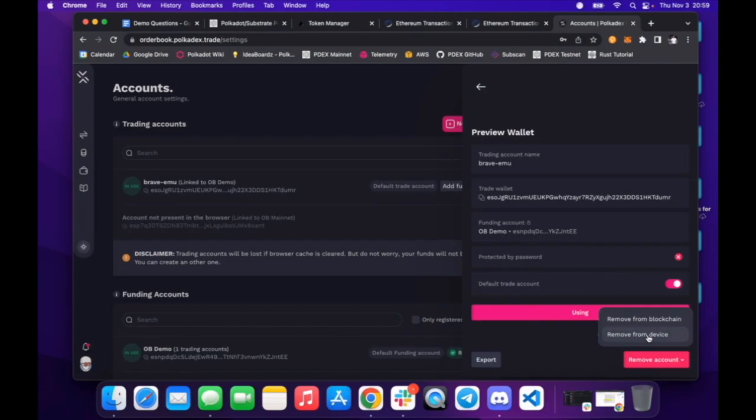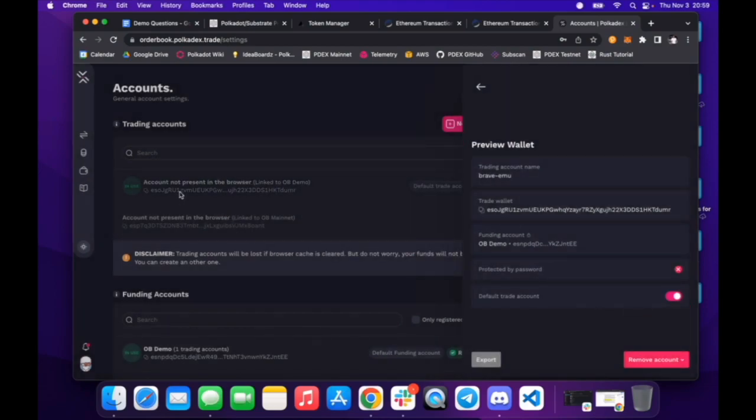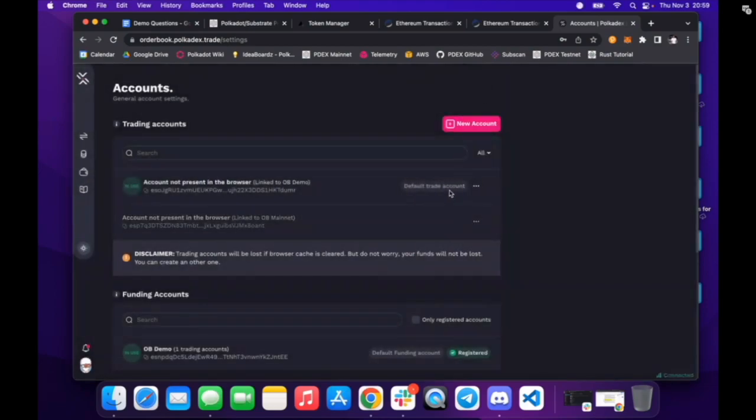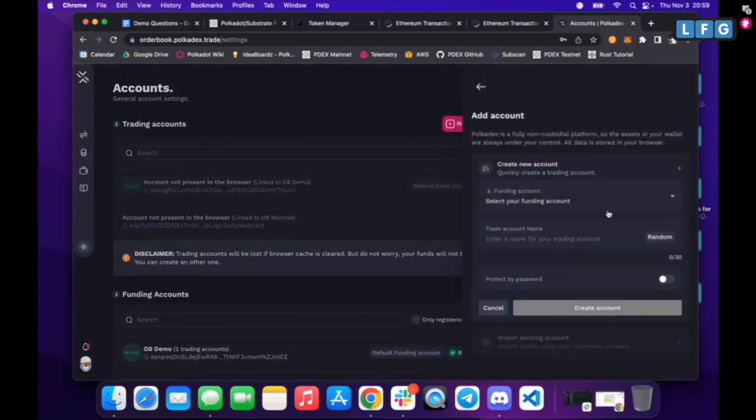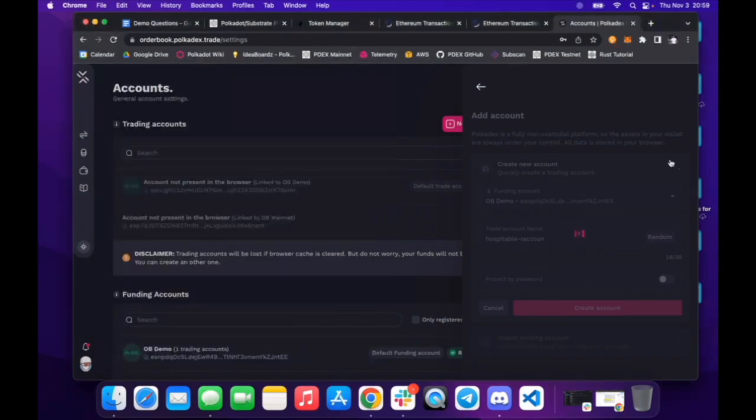At the max, I'll be able to remove it from my device. It'll ask me if I want to do that. Click continue. That account is removed. I can import it back using the mnemonic seed or the JSON. Or I can add a new account, create new account, select your funding account, OB demo. Put the password here. That's going to create another trading account.